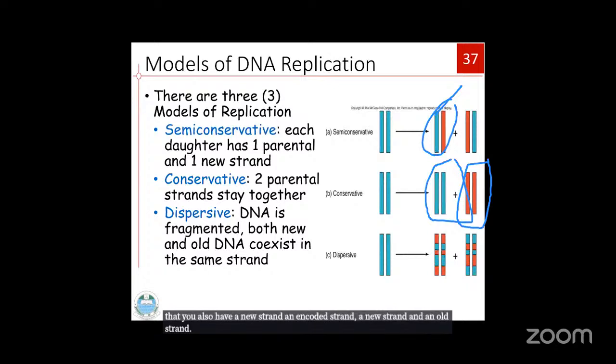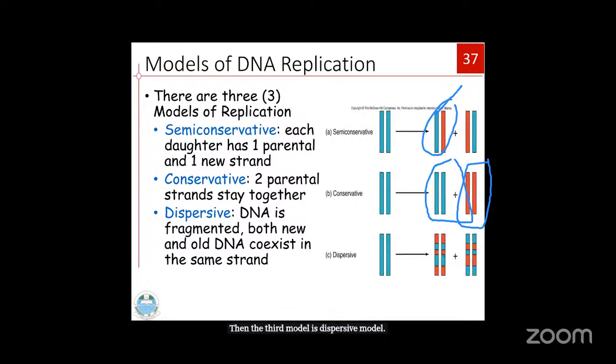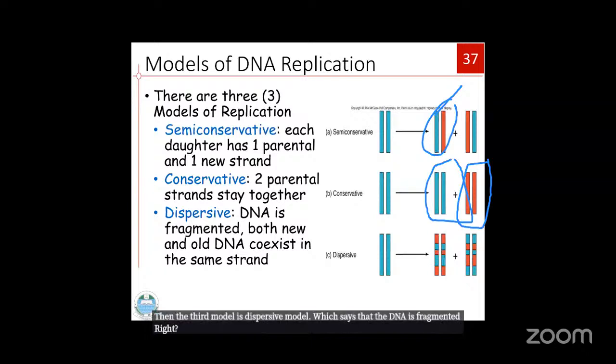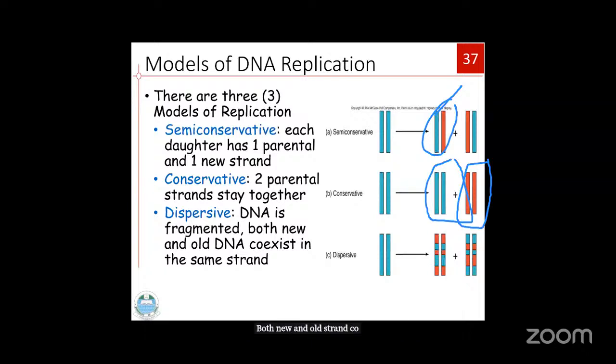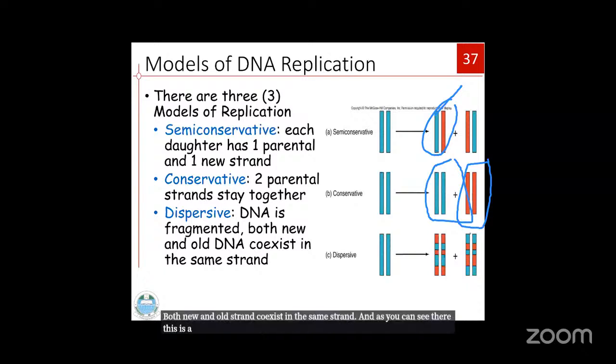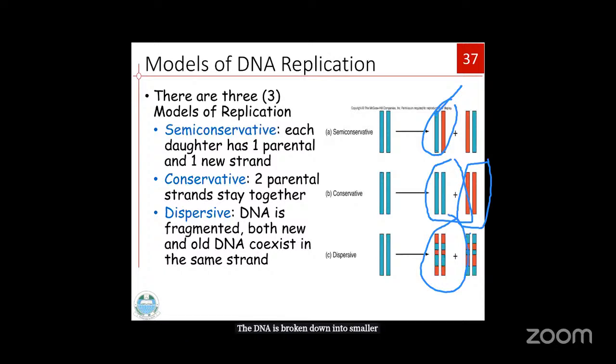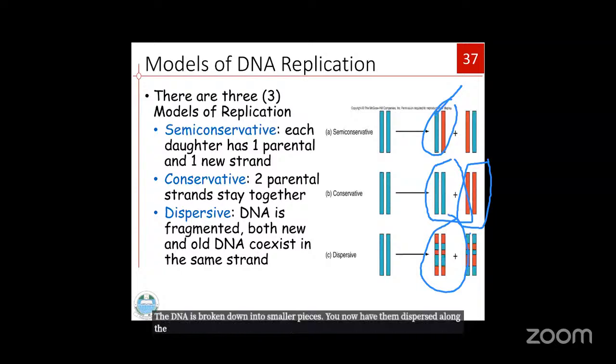Then the third model is the dispersive model, which says that the DNA is fragmented, right? Then both new and old strands coexist in the same strand. And as you can see there, this is dispersive, like the DNA is broken down into smaller pieces. You now have them dispersed along the line in the new strands that you make.